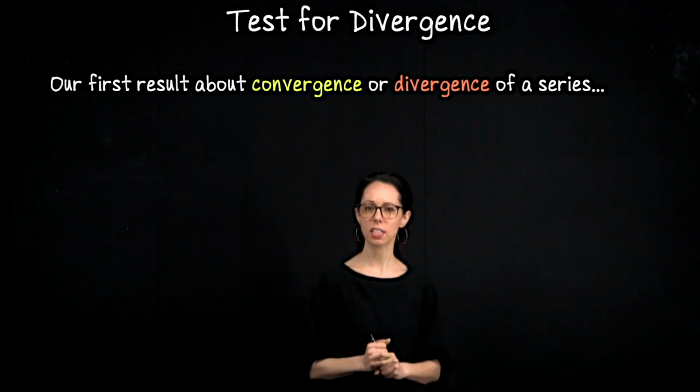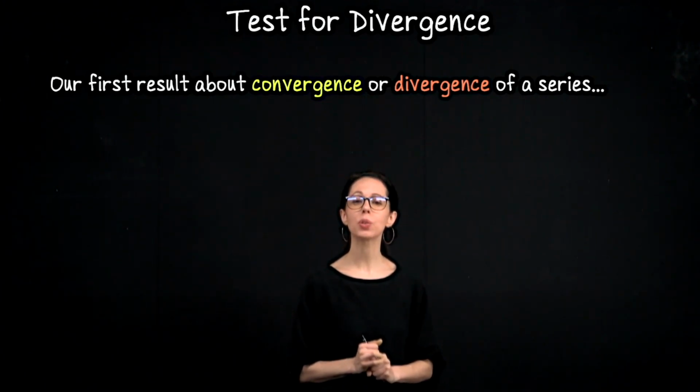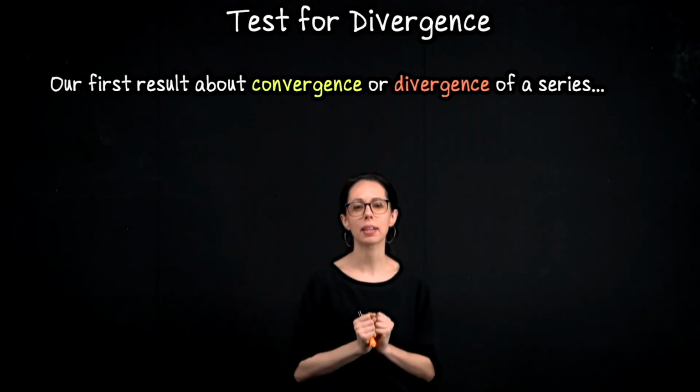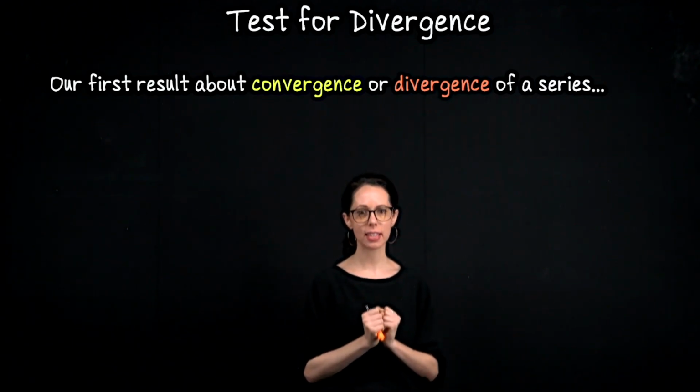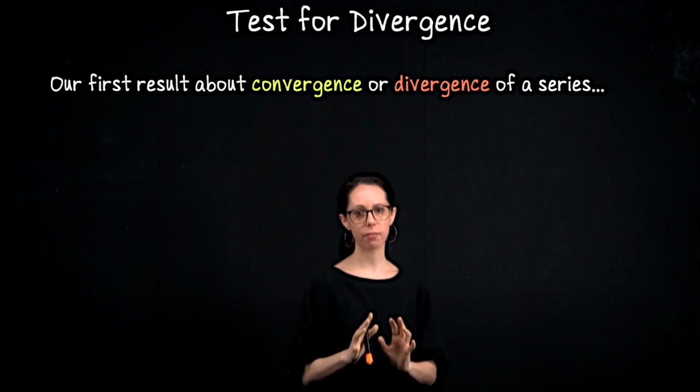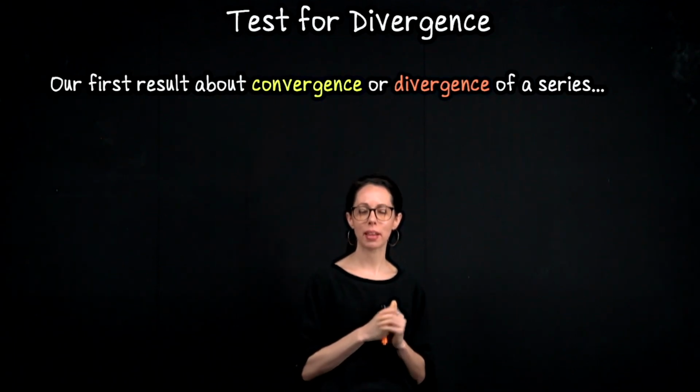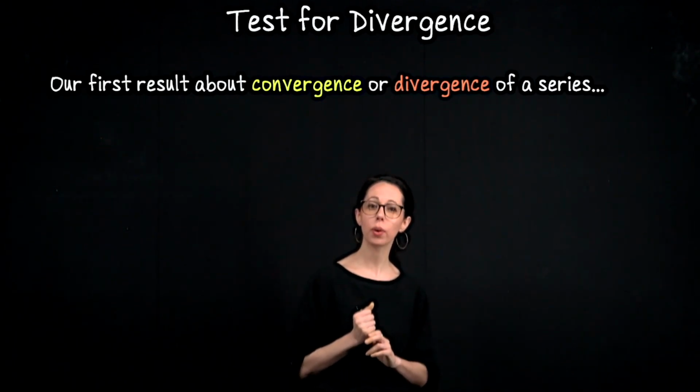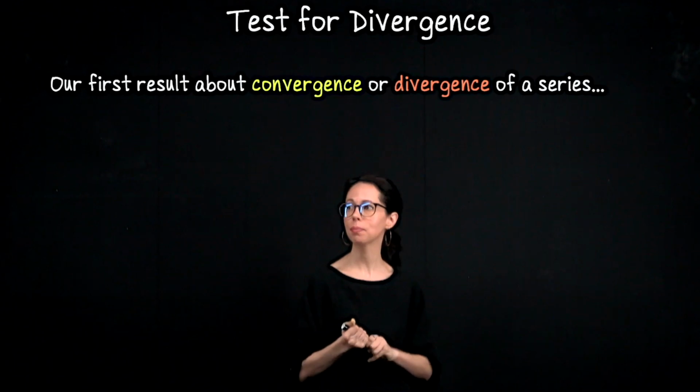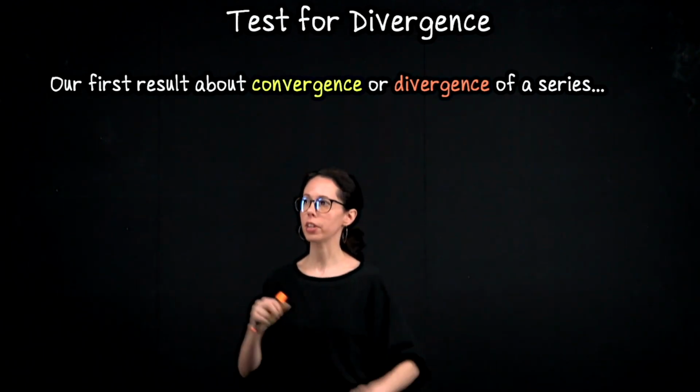Let's take a look at the test for divergence, which gives us a way to immediately check one thing about a series. It must pass this test to have a chance at convergence. So let me write down the statement and then we'll talk through it, and I'll give you a logically equivalent way to think about what this test is saying. All right, so here's the test for divergence.